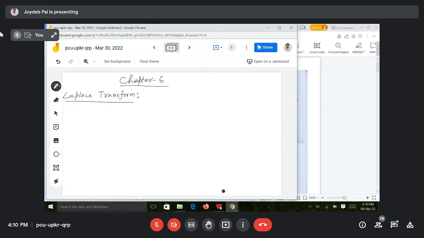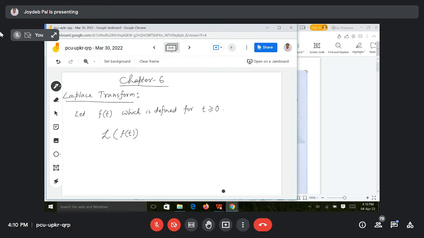So we are assuming a function f(t) which is defined for t greater than or equal to 0, meaning in the positive real axis the function is defined. Then the Laplace transform of this function is denoted as L of f(t). Okay, Laplace transform notation is L of f(t).